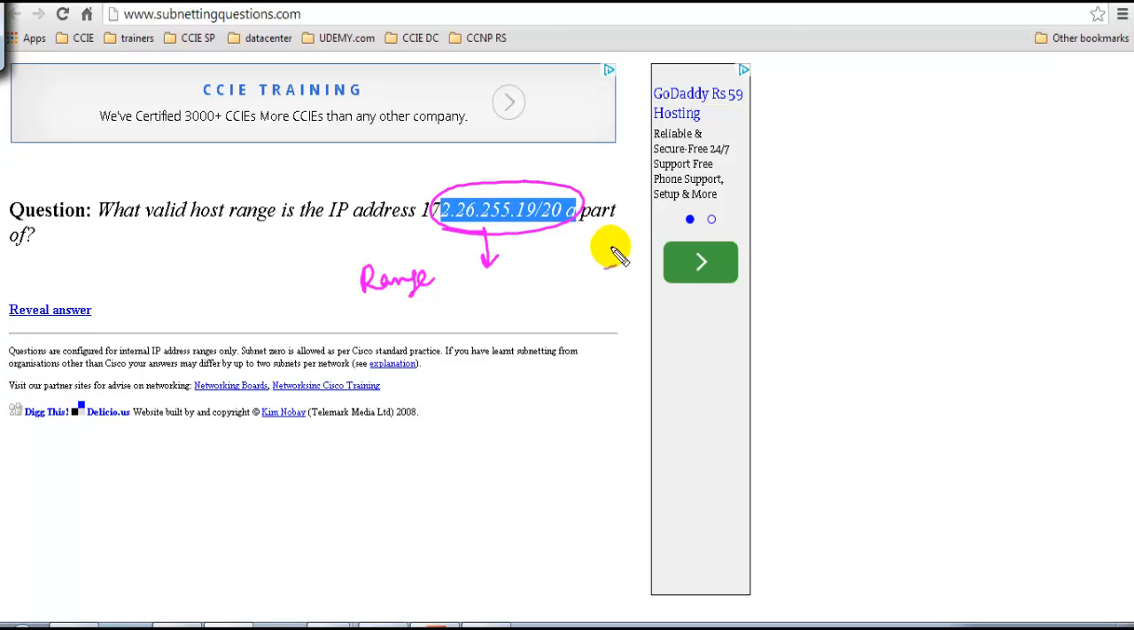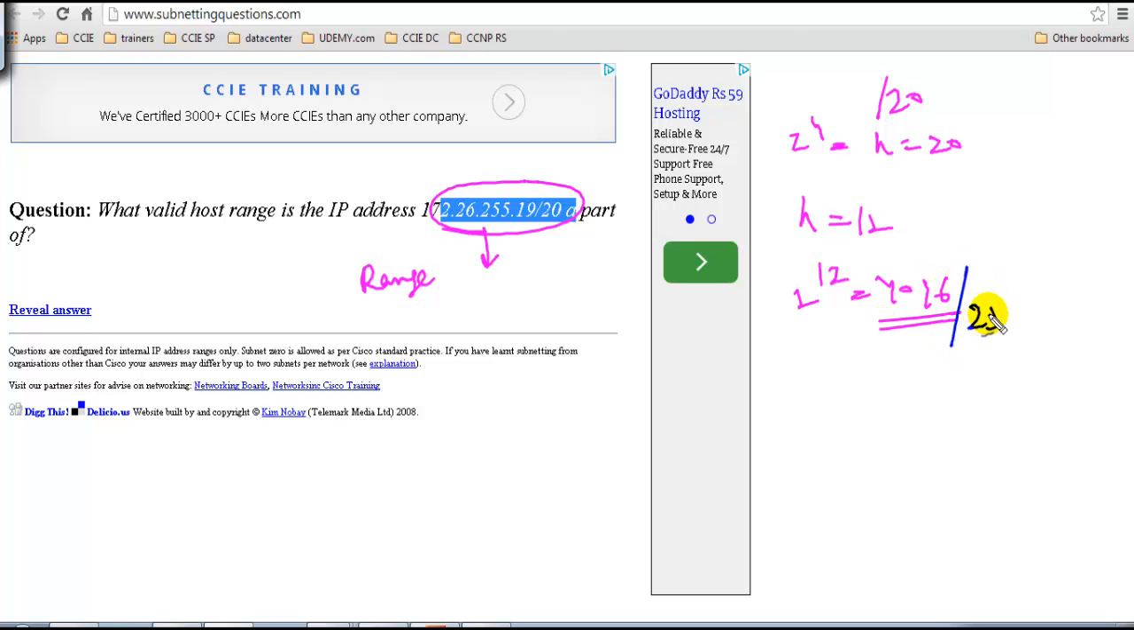The range is always written based on 2 to the power of the host bits value. What is the host bits value here? The prefix is /20 here, so the host bits value is 12. 12 means 2 to the power of 12. The size of the network is 2 to the power of 12, which is 4096. So 4096 means how many blocks? 16 blocks. So the range comes from 0.0, 16.0, 32.0, 48.0, and like that it will go on.